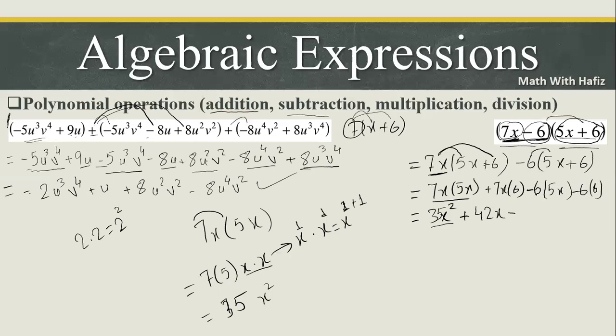All right, now we have 6 multiplied by 5. It will be, I believe, 30x. And then -6 multiplied by +6. Yes, it will be -36, not 0. Now, is there any like term we have in this expression? We have this x and this x, so both are like terms. What you have to do is just add or subtract their coefficients depending on the sign. So we have 42 minus 30, so it will be plus 12x minus 36.